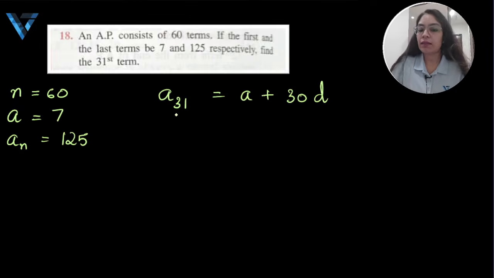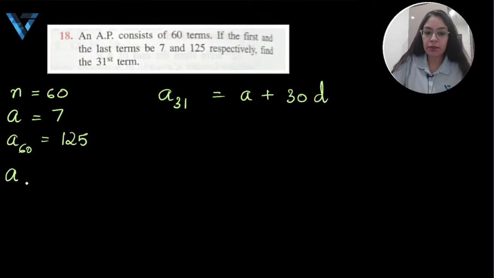So for finding the 31st term, we need a. A is already given to us and we need the value of d also, the common difference. So how will we do this question? We have been given the AP has 60 terms, the first term is 7, and its last term, A60, is 125. So from here we have to find the value of d.